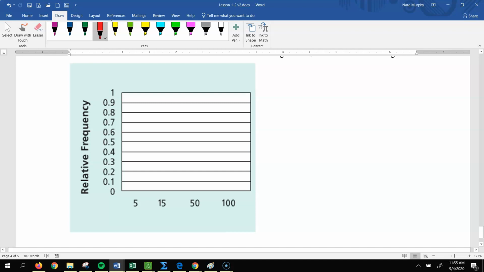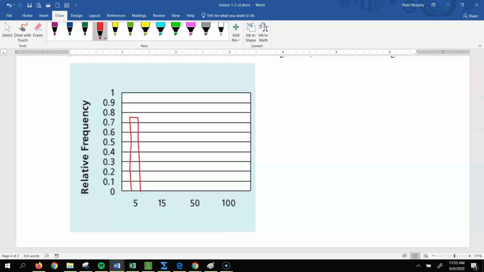So if I wanted to create a graph of that, if I wanted to do a bar graph, I could say, well, for the $5 gift cards, the relative frequency was 0.75. Well, that's going to be up here halfway between 0.7 and 0.8. So if we're going to do this as a bar graph, I would have a bar going up to about 0.75.